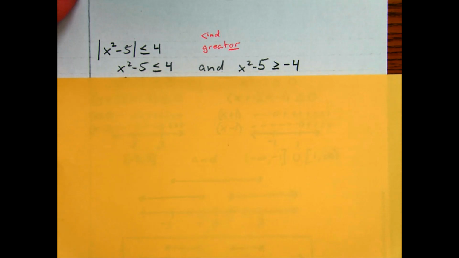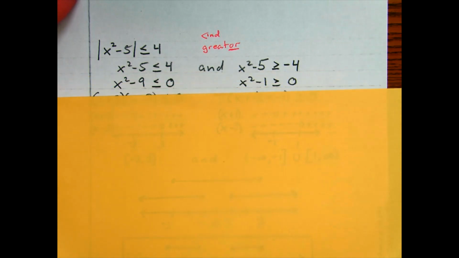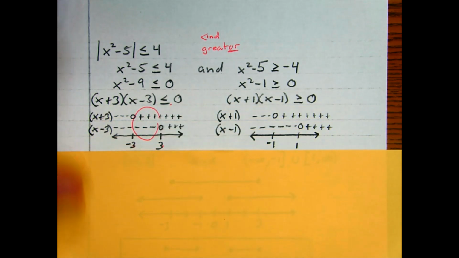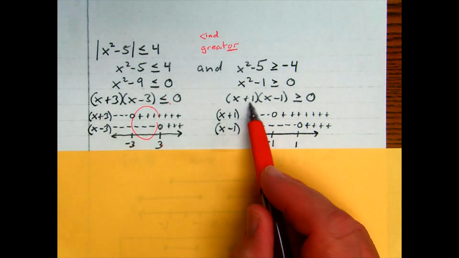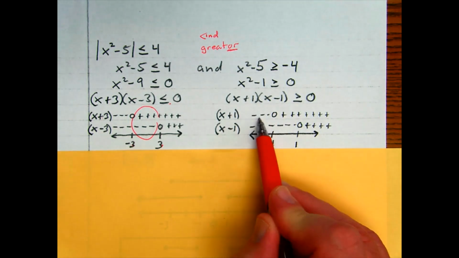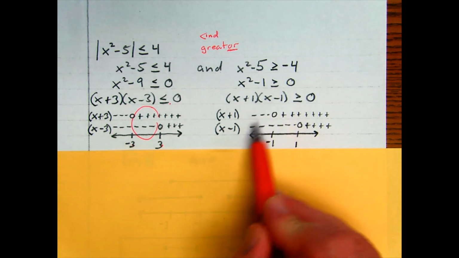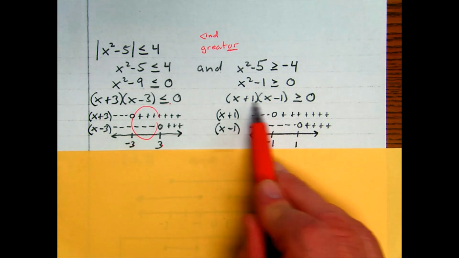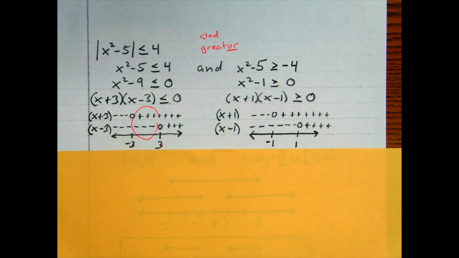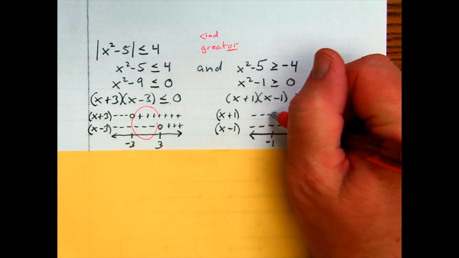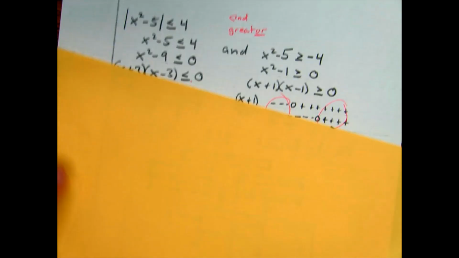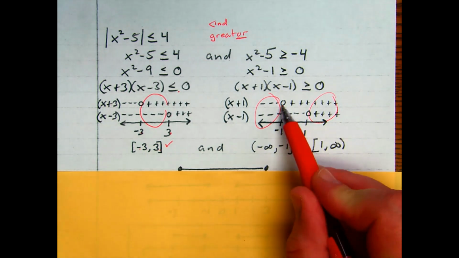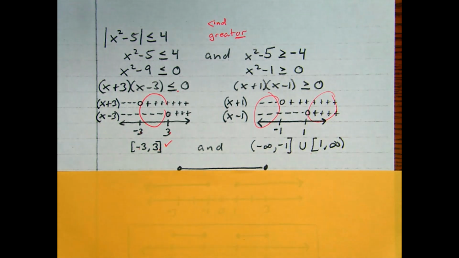Okay, now on to the right half. We're going to add the 4 over, factor that side, and then set up the test intervals. So x plus 1 is 0 at negative 1, negative to the left, positive to the right. X minus 1 is 0 at 1, negative to the left, positive to the right. We're multiplying two things together, and we're interested in when is it greater than 0. Well, it's going to be positive when the signs are the same. We're talking there and there. We are including the endpoints. So we get the closed brackets there and there.